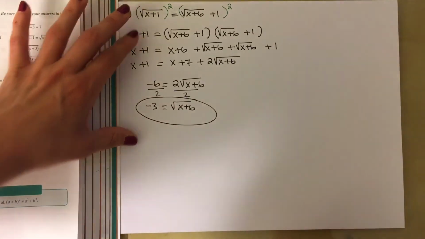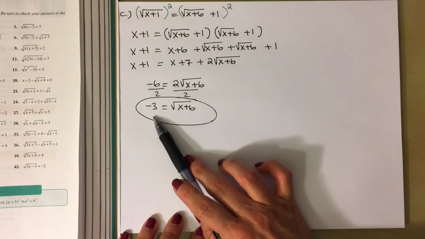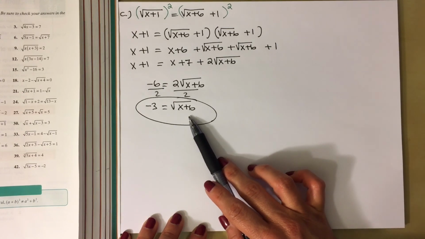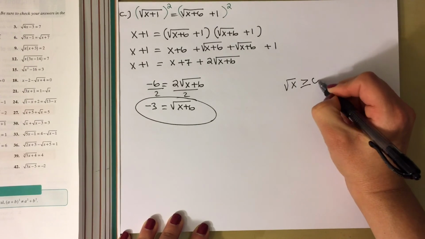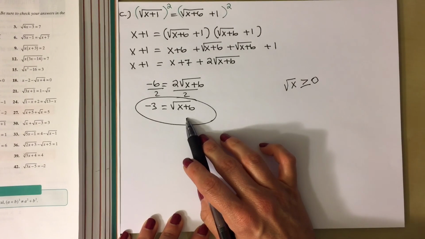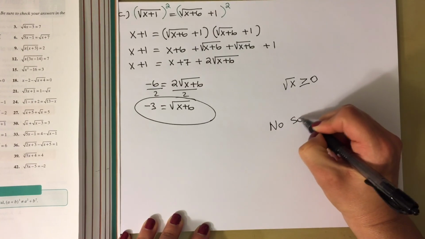Okay, let's look at what we have carefully. This says that square root is equal to a negative number. By definition, square root is always greater than or equal to 0. So this is not possible. This is actually a no solution.